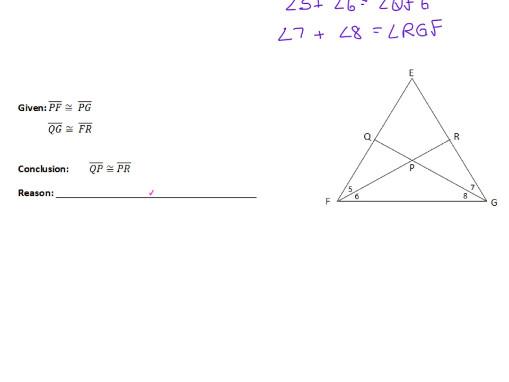So this one we're given that PF is congruent to PG. So we want to find PF. Here's PF right here, and here's PG. So those are two congruent sides. So we're going to give each one of those a dash to show that they are congruent. We also know that QG is congruent to FR. So QG is kind of this big one right here, is congruent to FR, this big one. So I'm just going to kind of show that this is congruent to this big one right here.